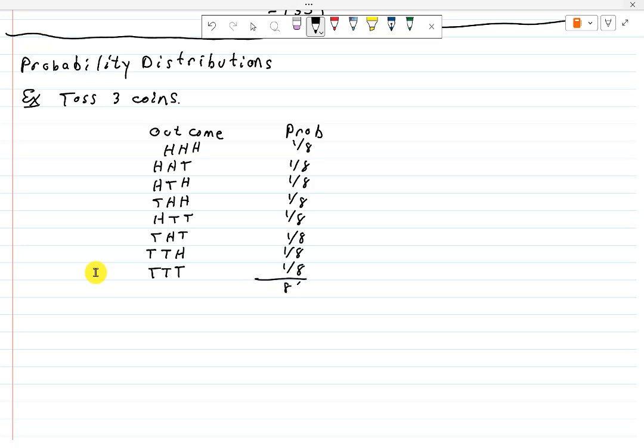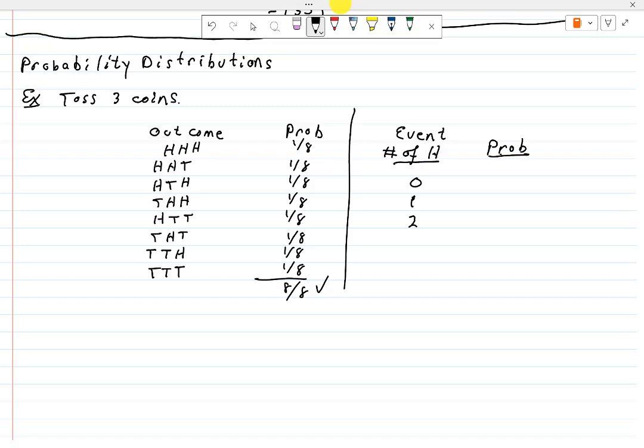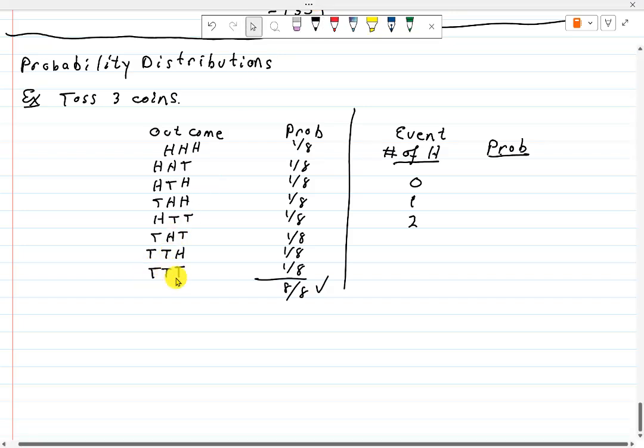And of course, check this out to make sure it adds up to 8 out of 8, and it does. That's one way to do it. A way that you'll probably see more often is this following way. What we'll call it over here is called the event. And we could take a look at the number of heads. So when you toss 3 coins, we either have 0 heads, 1 heads, 2 heads, or 3 heads. And let's get the probability associated with each of those. So let's look at the probability of no heads. That would be all the way down here where we have 3 tails. And notice its probability is 1/8.